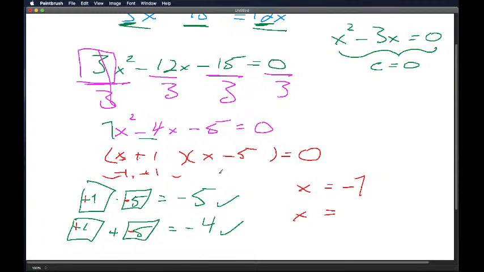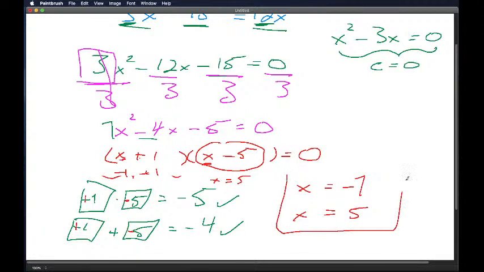solution. And now what number do I put into this x so I get 0 here? Well, that's 5, isn't it? Because 5 subtract 5 is 0. So these are your two solutions for that quadratic there. All right. So that's what we got for this one here.